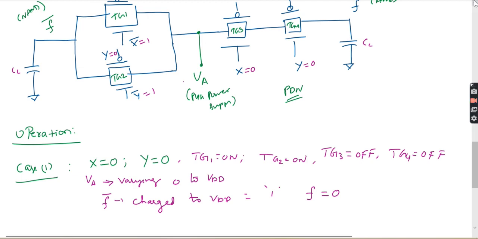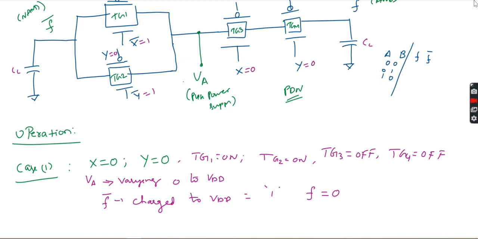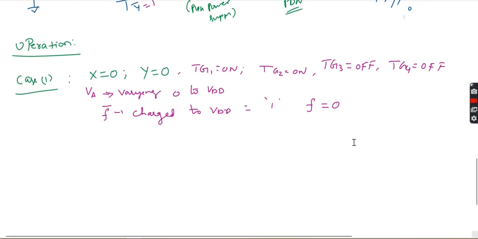So now we got the output for the NAND gate as well as the NOR gate. As we know, the truth table is A, B, F, F bar: 0 0, 0 1, 1 0, 1 1. F is nothing but your AND gate, so it will be 1, and this will be the NAND output. That is what we got here. Now let us check the other condition. Let me go for case 2.